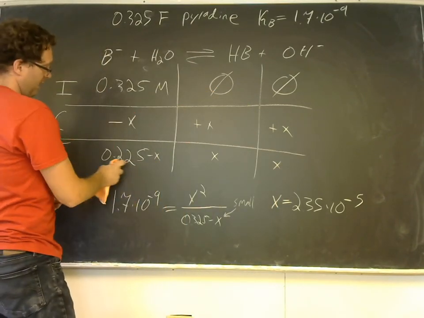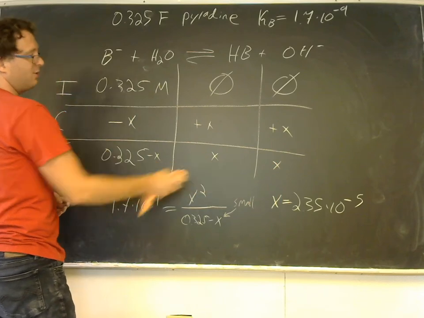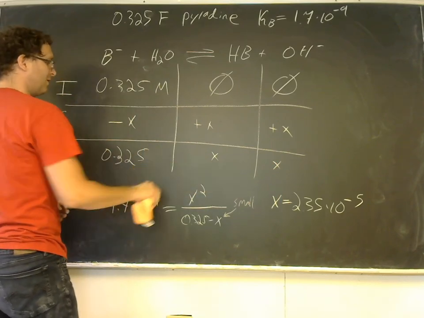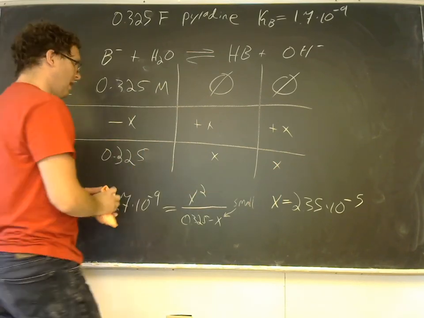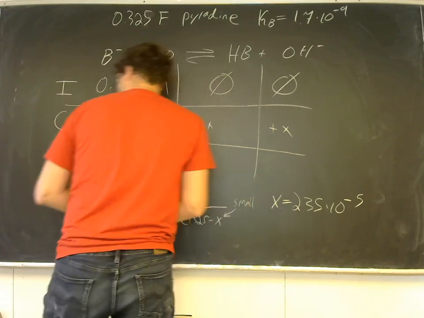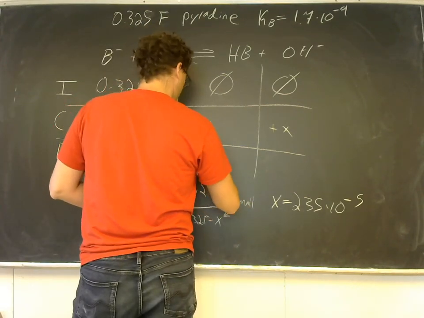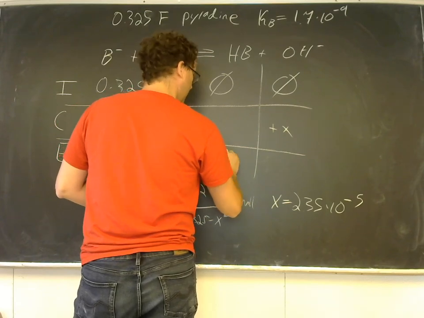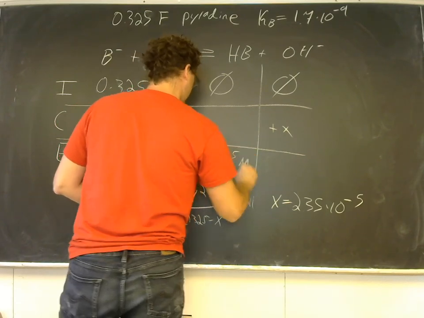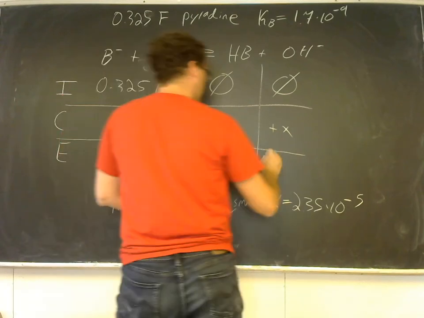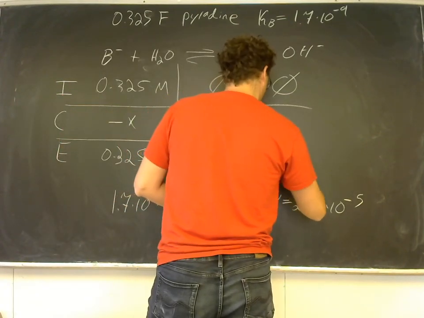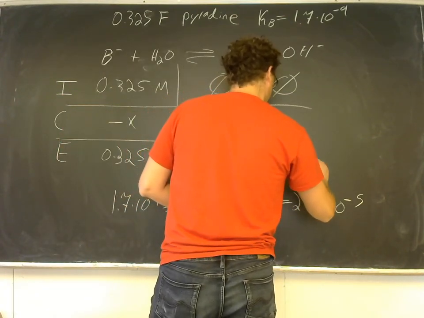And 0.325 minus 2 times 10 to the negative 5th, it's not even going to affect that number. And then we can just put x in for these values. 2.35 times 10 to the negative 5th. These are now molar concentrations. 2.35 times 10 to the negative 5th.